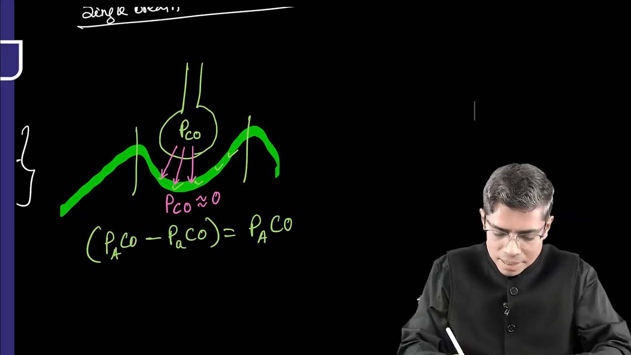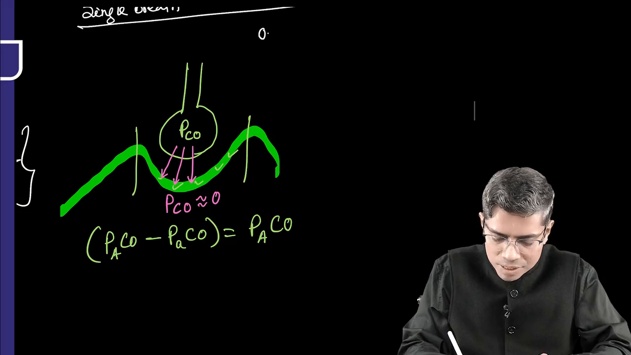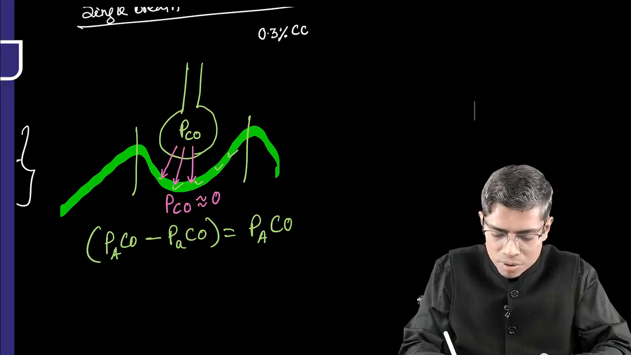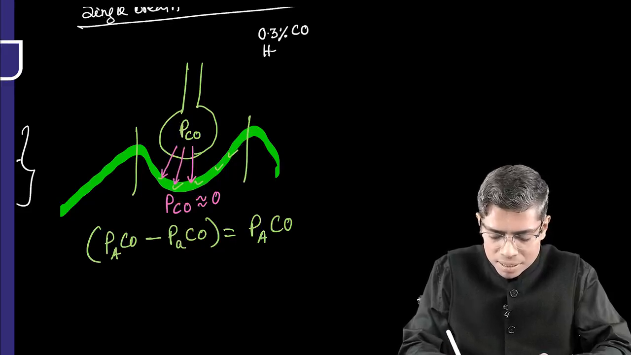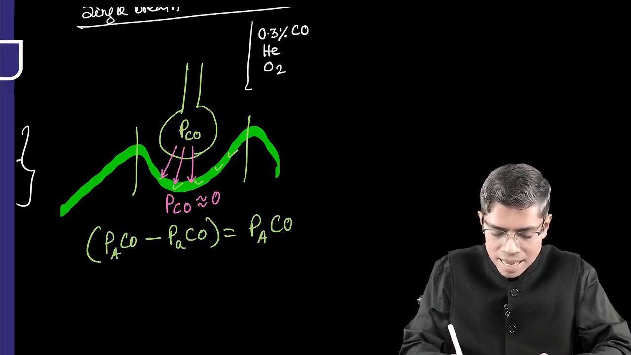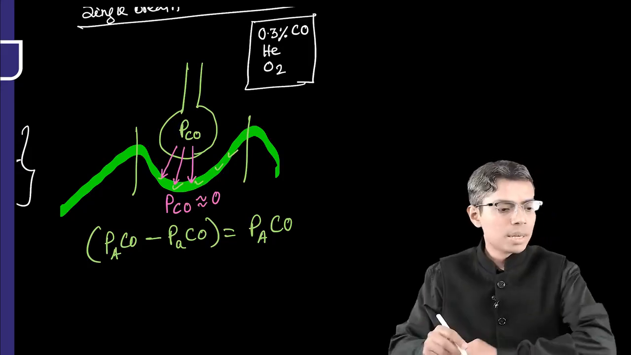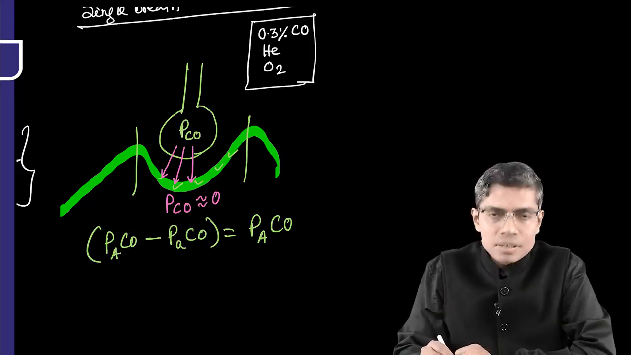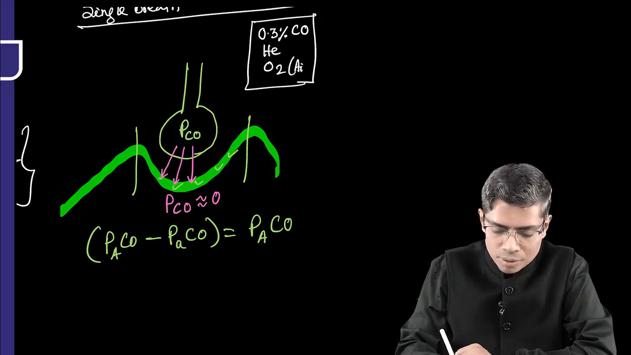So what is done in these cases? A gas mixture is used which contains only 0.3 percent of carbon monoxide, and the remaining will be a little bit of helium, and then oxygen will be there. So this gas mixture is used for measuring the diffusion capacity of the lung. Oxygen means the normal air will be there.